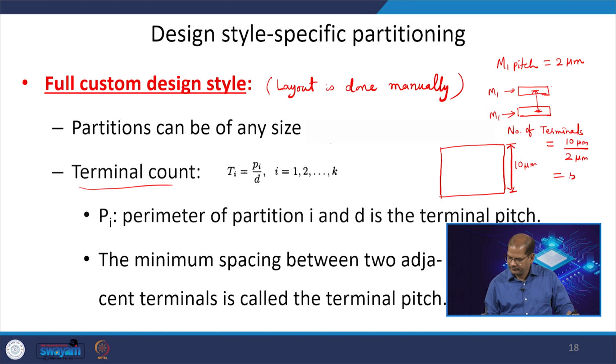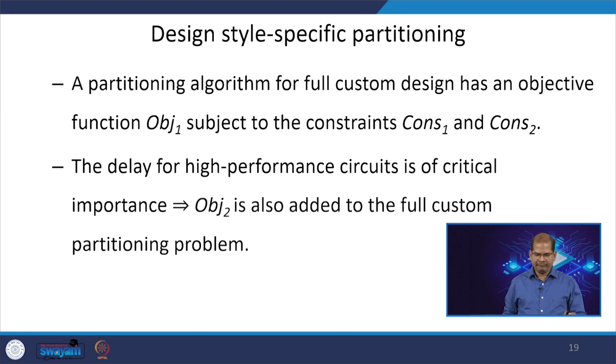So, it will be 5. Similarly, we can also find the number of terminals or pins of the entire design by taking the perimeter of the design into account. The minimum spacing between two adjacent terminals is called the terminal pitch, or the metal one pitch I was talking about. That will determine my number of pins in case of a full custom design style. Since there is no area constraint, we can determine the perimeter of the design based upon our requirement.